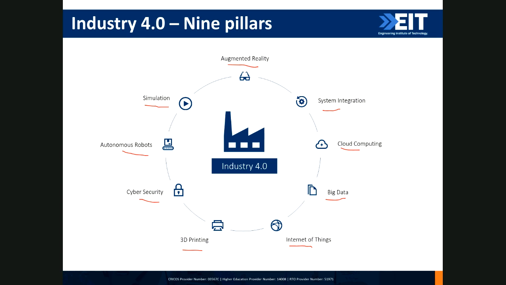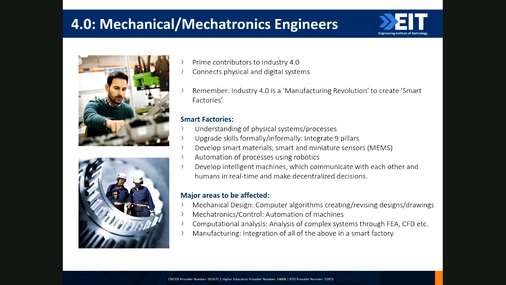So what Industry 4.0 has done is it has integrated these 9 pillars to create an efficient industrial system that is not just automated, but it is intelligent enough to make its own decisions. So these are the 9 pillars. Moving forward now, this is all about Industry 4.0.